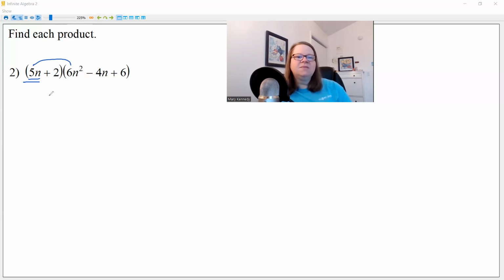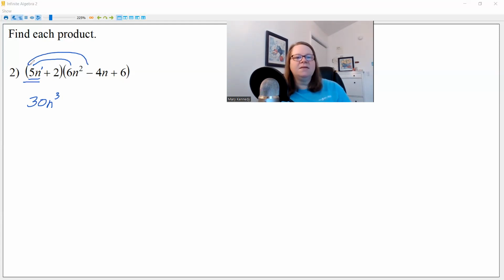So 5n times 6n squared. 5 times 6 is 30. I said 6n, but it's 6n squared. We have 1 in here and 2 here. So the key is to remember that we're adding the exponents together. 1 plus 2 is 3. And so n times n squared is n cubed, n to the third power.